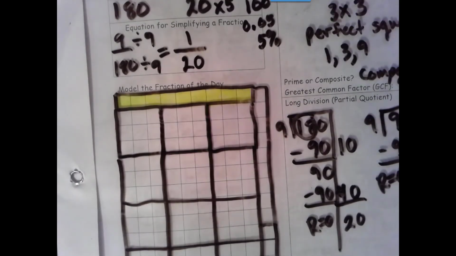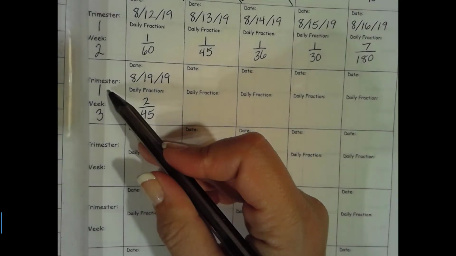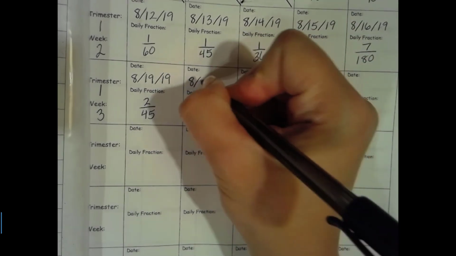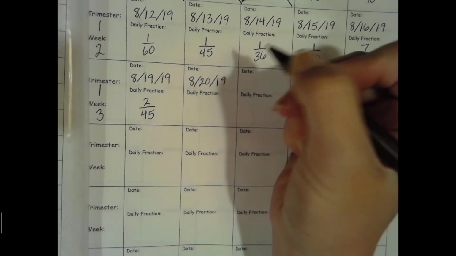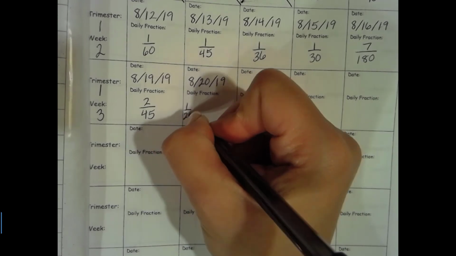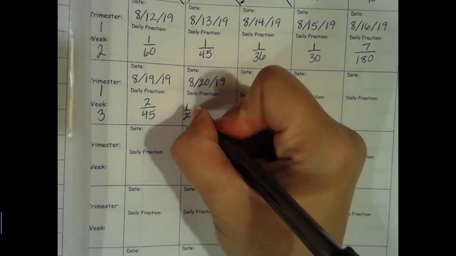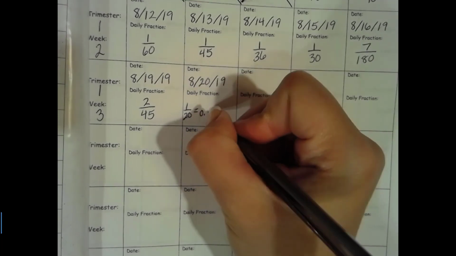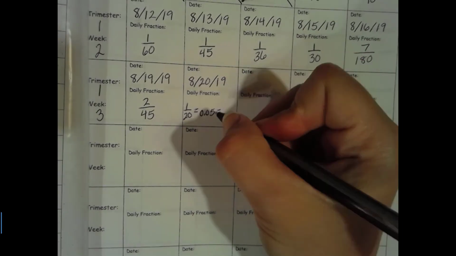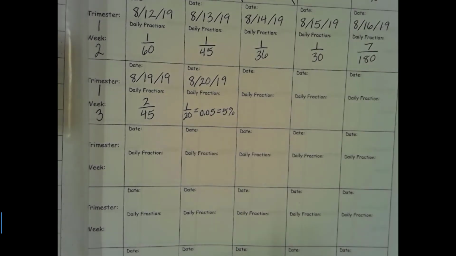Okay, now let's go ahead and fill in our data collection page. Okay, we're still in trimester 1, week 3. Today's date is 8/20/19, and our fraction is 1/20th. Now notice I wrote it way over there because we want to get down our decimal, which is 5/100, and our percent. We have completed 5% of the school year, and we have 95% of the year to go.